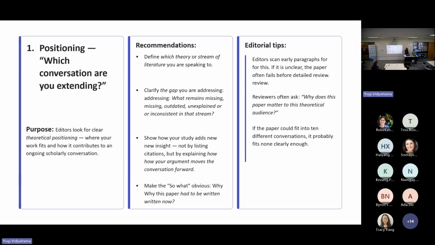And if the paper could fit into 10 conversations, it's probably not fit anywhere. If you're trying to address the technology and the setting and the management behind it and the customers and how that impacts X, Y, and Z, it's probably not doing any of that.